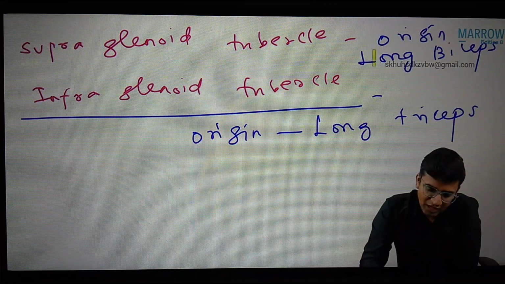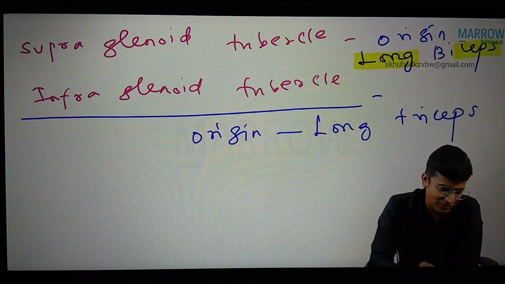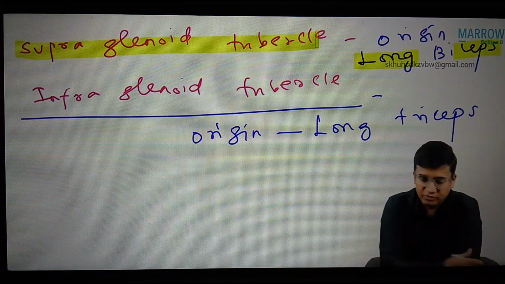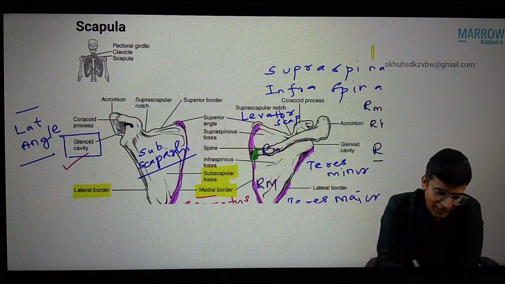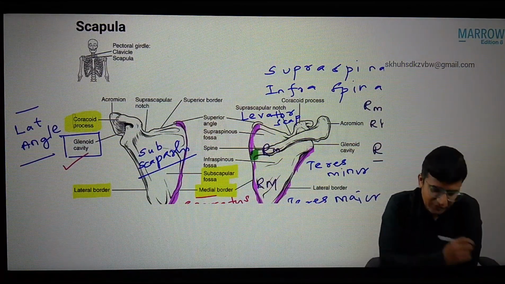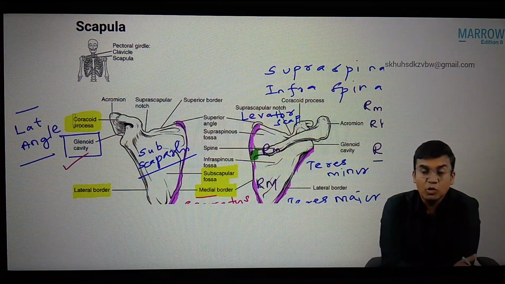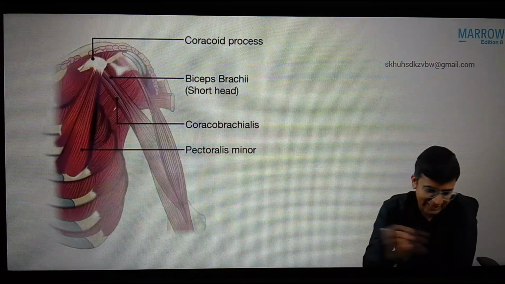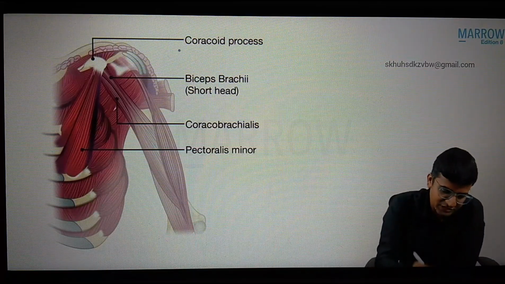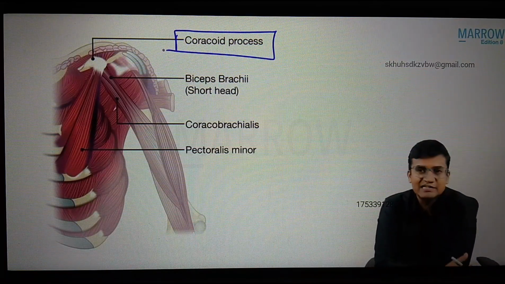I told you the long head of biceps is from the supraglenoid tubercle. Okay. What about the short head? The short head is coming from this fellow, the coracoid process. The coracoid process gives attachment to three muscles. See the diagram? Now this is our coracoid process.